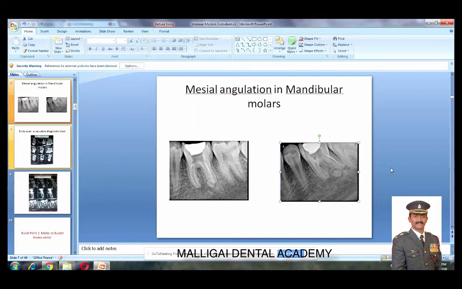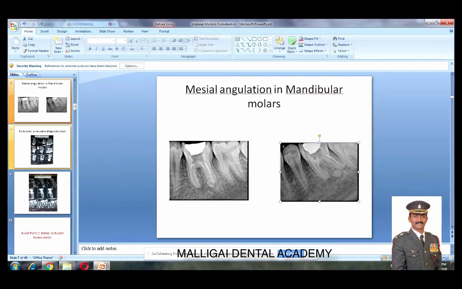Having this information right at the stage of your diagnosis will go a long way in helping you plan your treatment successfully. So my bullet point: start taking angled radiographs, especially in multi-rooted teeth in the mandibular and for the multi-rooted premolars where the buccal and the lingual or palatal roots otherwise overlap each other.